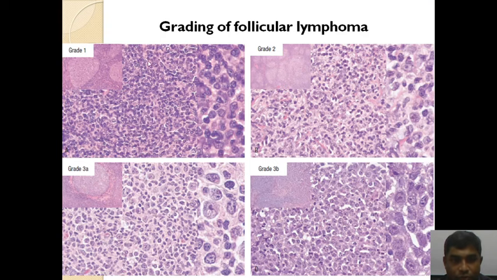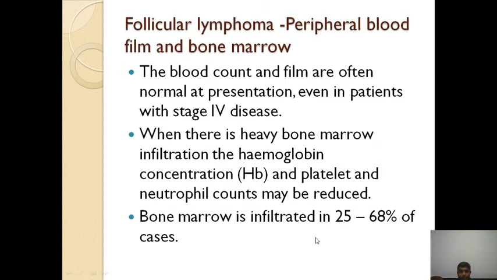A grading system is used based on the presence or absence of centrocytes and centroblasts. In grade 1 it's predominantly centrocytes, which are small mature cells with cleaved nuclei, whereas in grade 2 it is mainly centroblasts, which are large cells with prominent nucleoli. In grade 3A they are present in large numbers and sometimes in sheets.